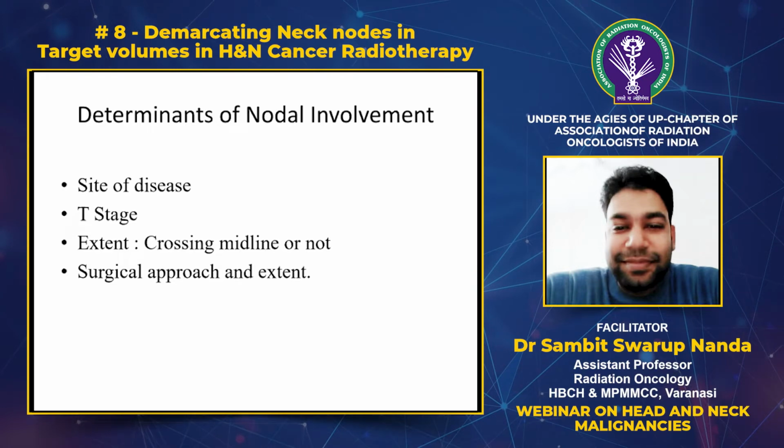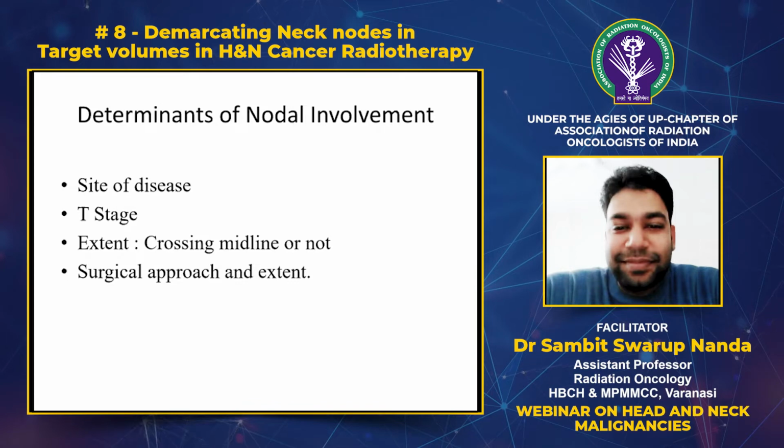Next is the T stage. T stage is the single most important determinant for the nodal involvement. As the T stage goes on increasing, the tendency of nodal involvement increases significantly. Then the extent of the disease: if the disease is limited to one side, like in case of buccal mucosa, or even in case of carcinoma tongue where the disease is limited to the lateral border of the tongue, then the chances of contralateral involvement are significantly low.